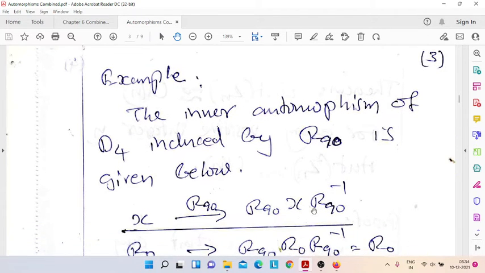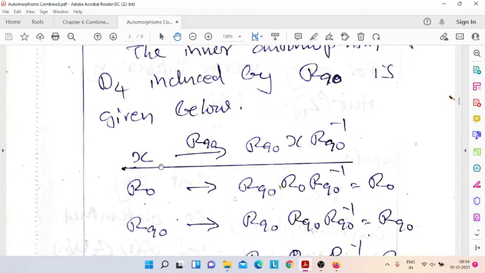It is given below. You can see that a table is prepared here. The first column contains all the elements of D4, and the second column contains the effect of the application of the inner automorphism, that is, the effect of R90 as described here. The element X is pre-multiplied by R90 and post-multiplied by its inverse, R90 inverse.